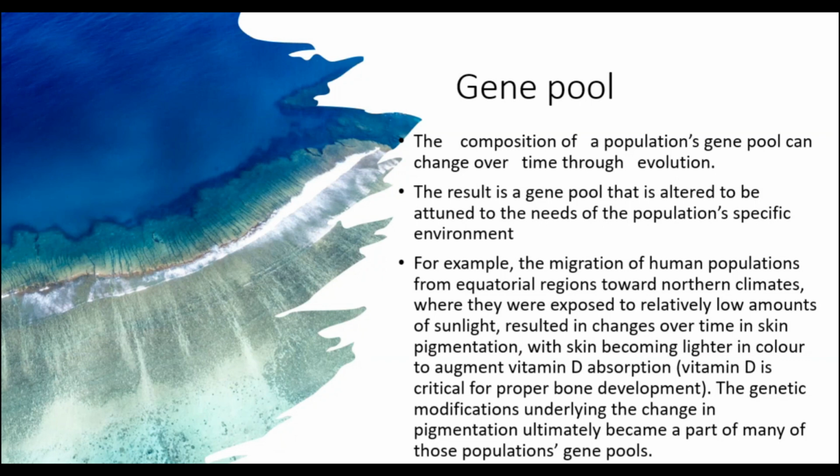And we studied the example of the migration of human population from equatorial regions towards northern climates, where they were exposed to relatively low amounts of sunlight, and this resulted in a change in skin color over time. The change in skin color is due to vitamin D absorption.